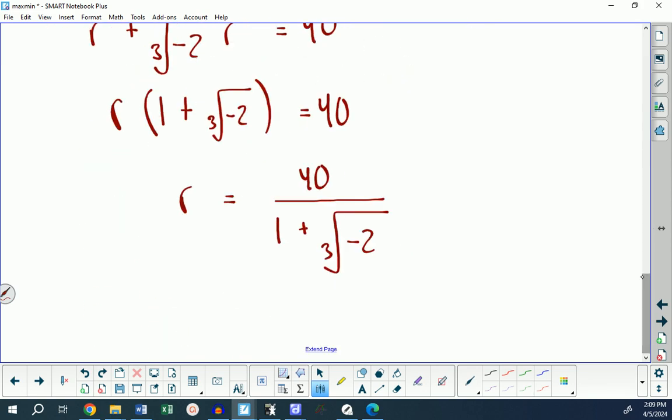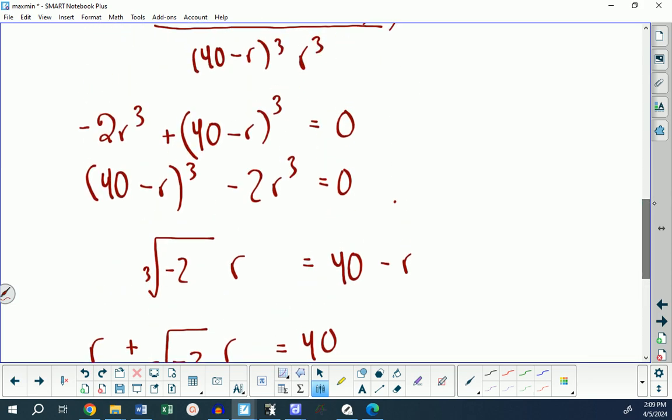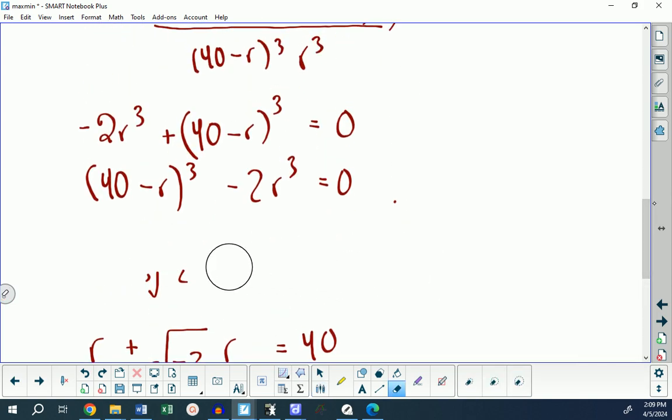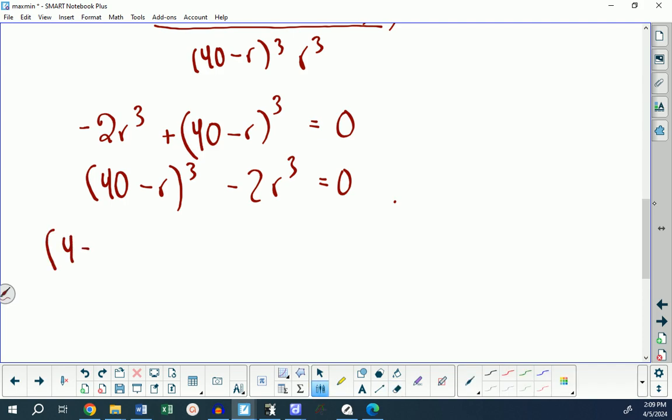It is a difference of cubes, a difference of 40 minus r cubed and the cube root of 2r cubed. And then here you're going to have the a squared plus ab plus b squared.